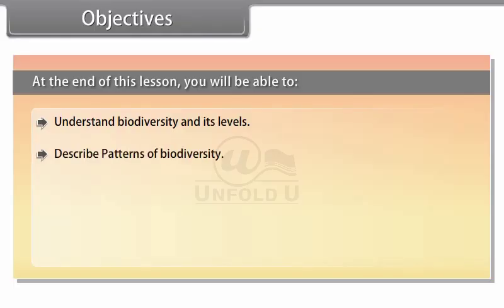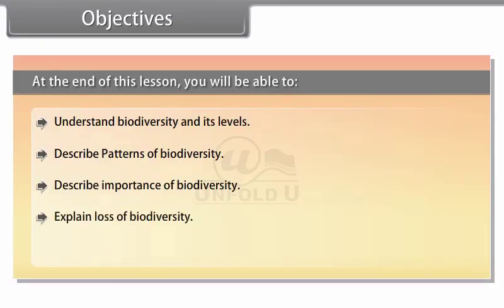Objectives. At the end of this lesson, you'll be able to understand biodiversity and its levels, describe patterns of biodiversity, describe importance of biodiversity, explain loss of biodiversity, describe biodiversity conservation.